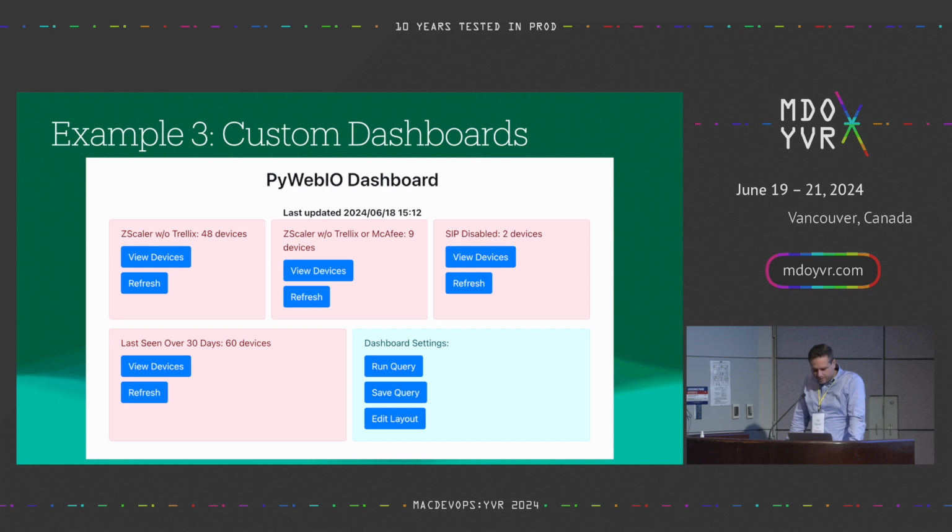Also, the coloring of these is going to change. If there's no devices, for example, that have been last checked in for a period of over 30 days, this will turn green down there.